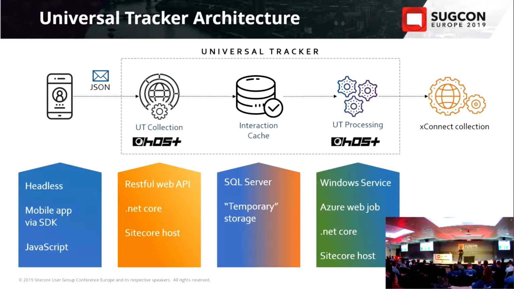There are 3 parts to the Universal Tracker. There's the Universal Tracker collection, which is essentially just a RESTful web API built on .NET Core, and that's just collecting your interactions and any events and any data that you're throwing at it. There is also the SQL Server element for the storage, and essentially it's working as a temporary storage. They could have used a service bus. I don't know why they didn't. I guess for simplification, at least it's very simple to set up, right? You can just put it on your SQL Server with the rest of your Sitecore databases.